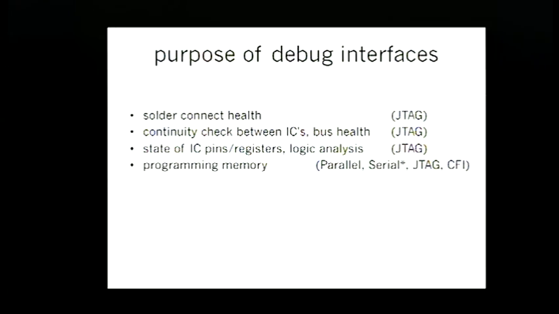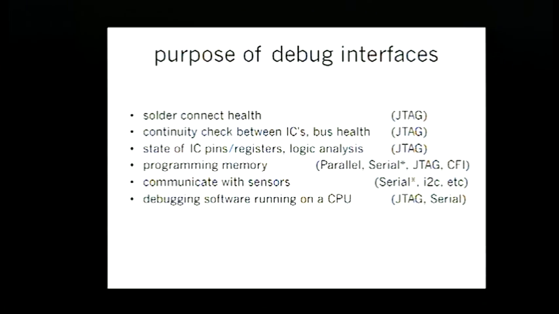You can also use CFI, parallel programming, serial. You'll use serial I2C to communicate with sensors, and perhaps I'm missing some stuff. And you might use JTAG and serial to debug the actual processor. So these are the different debug interfaces that I'm looking at.